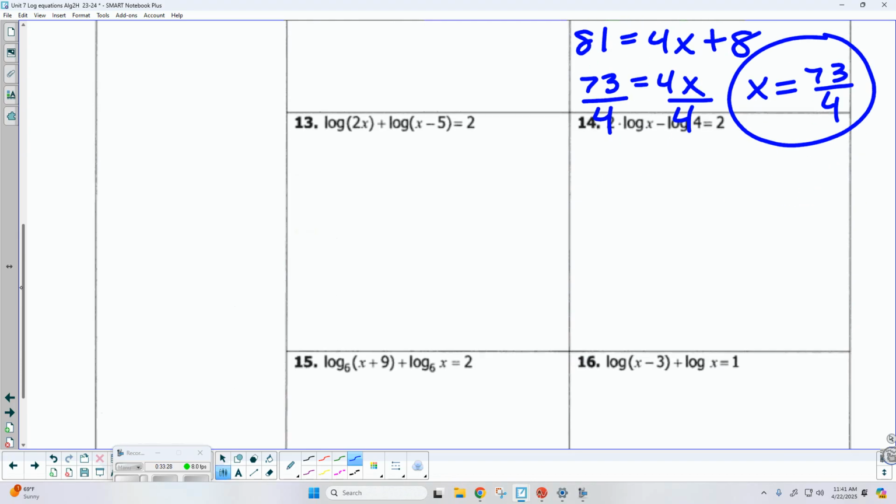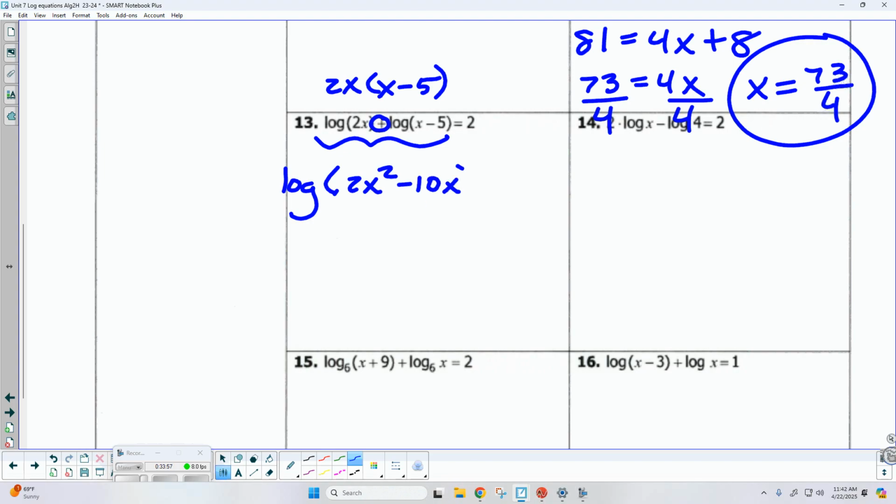Okay. So log of 2x plus log of x minus 5 equals 2. So this time we got 2 logs equal a number. What do you think we're going to do here? There we go. Let's just condense one side. 2 logs are separated by addition, so we're going to multiply. So I need to take 2x and distribute it across x minus 5. So that's going to give me log of 2x squared minus 10x equals 2. Now see, it's a log equals a number equation.